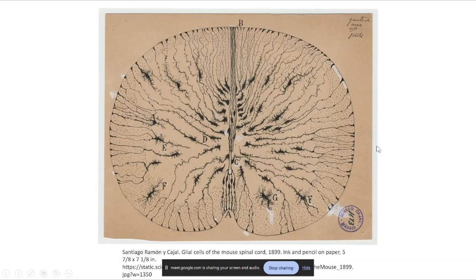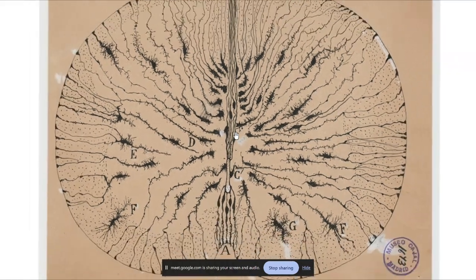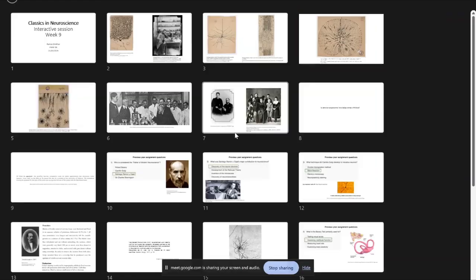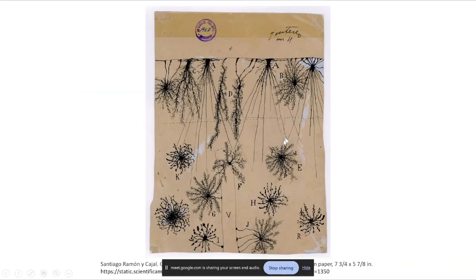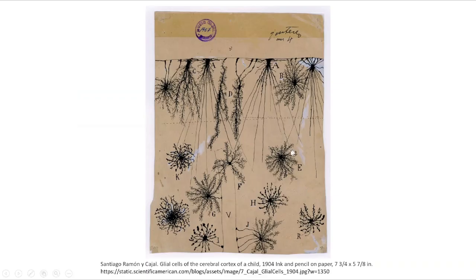This is an image of glial cells in the mouse spinal cord. Again, another very wonderful drawing, as you can see. Sorry. These are glial cells in the cerebral cortex of a child.